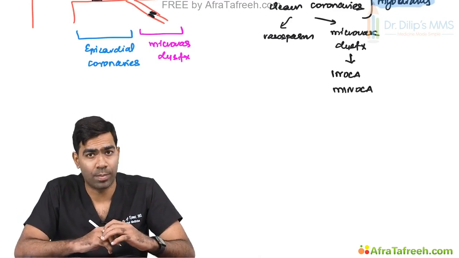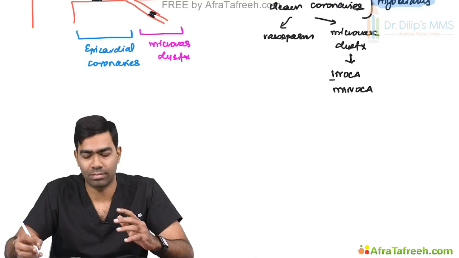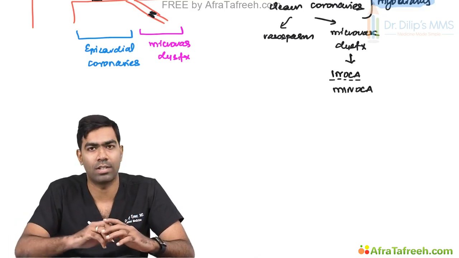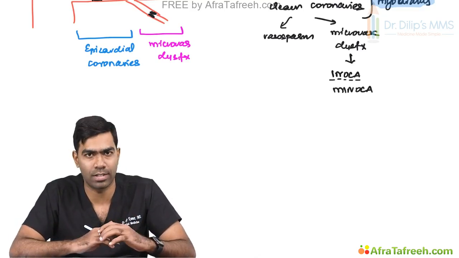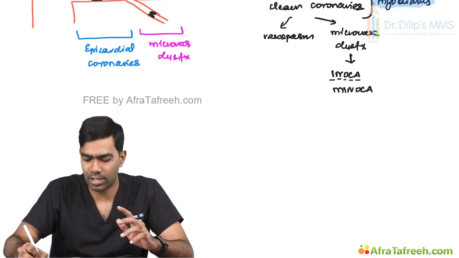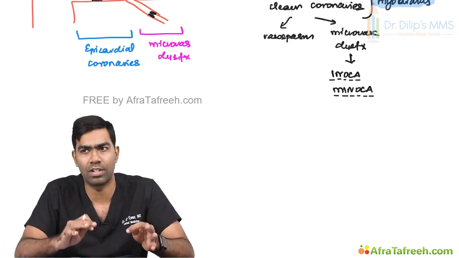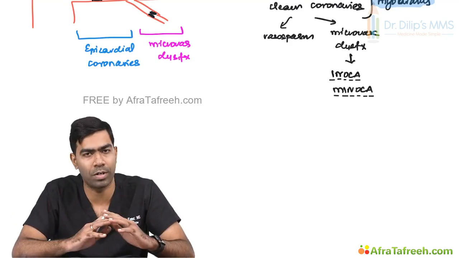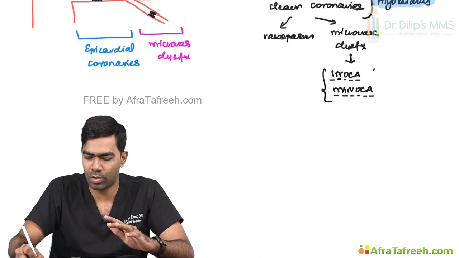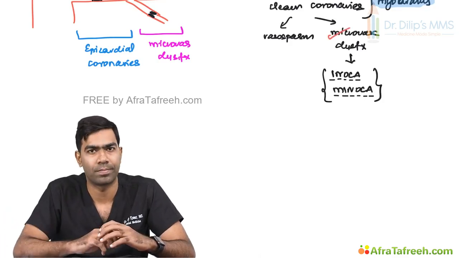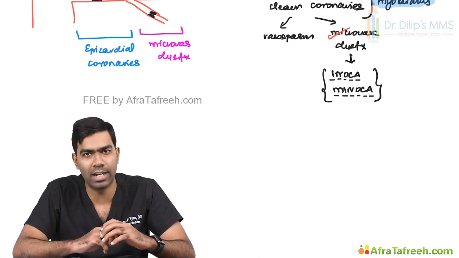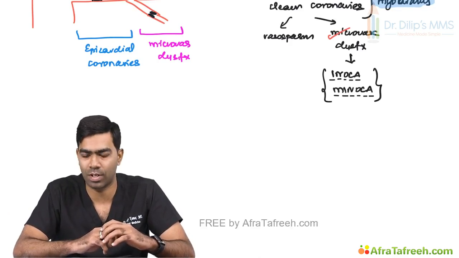So what do you mean by INOCA? This is nothing but ischemia with no obstructive coronary arteries, or no obstructive coronary artery disease. What do you mean by MINOCA? It is nothing but myocardial infarction in the setting of no obstructive coronary artery disease. Myocardial infarction with no obstructive CAD. So this is what we call MINOCA. And this INOCA and MINOCA are typically thought to be due to microcirculatory dysfunction. So one has the need to assess the microcirculatory dysfunction as well.